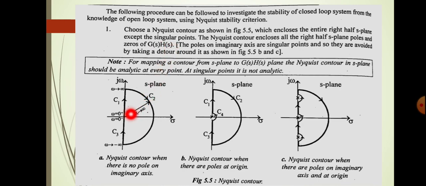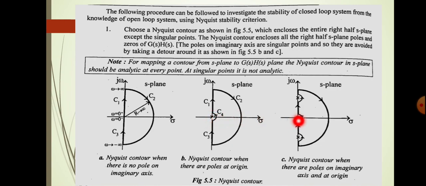Similarly, sometimes there may be poles lying on the imaginary axis. So when we are choosing this contour, we should avoid the poles which are lying at the origin. That is why this contour will have this form. This contour goes along the path C1, C2, C3 and C4. That means there is a pole at the origin.